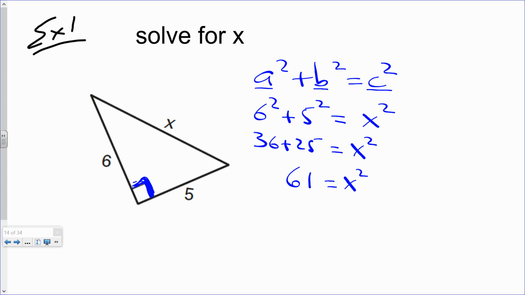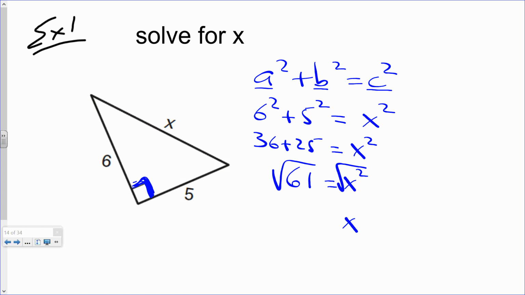How do you get x by itself? Right, so if x is to the second power, this is really asking what number times itself becomes 61. To get rid of the second power and get x by itself, we want to square root both sides. We take the square root. I trust you've seen square root before. Square root means what number times itself becomes that.